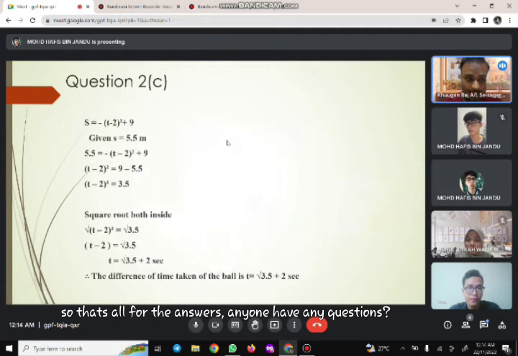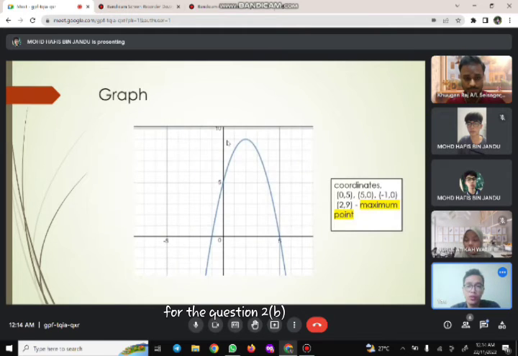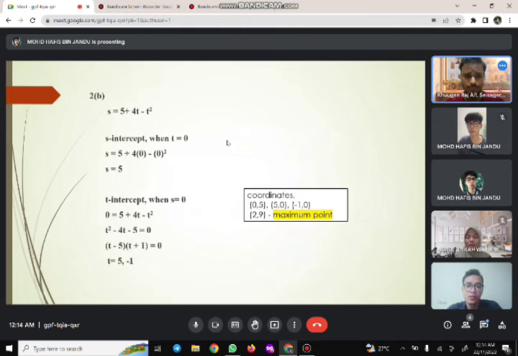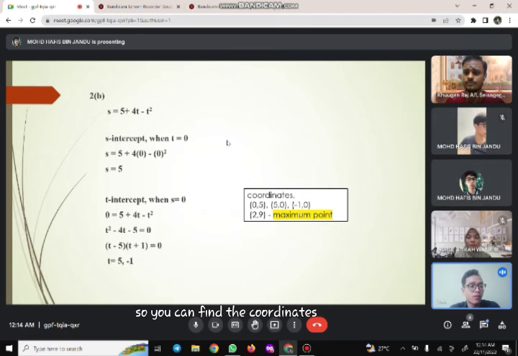So that's all for the answers. If anyone has a question? Khuugan, I have a question. Yes. For question 2B, to find the coordinates, why not directly insert numbers so we can find the coordinates?